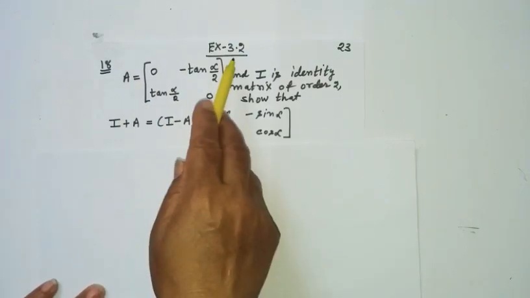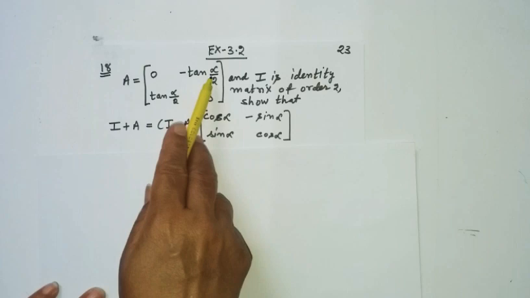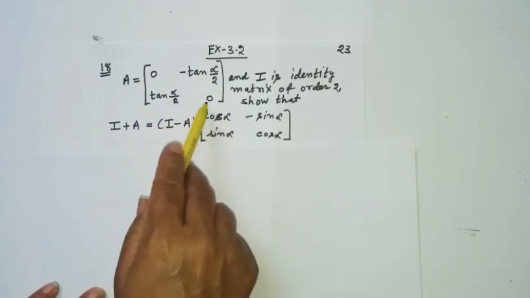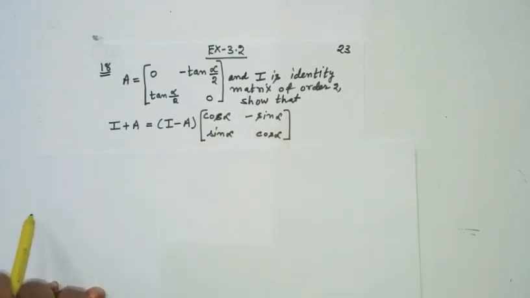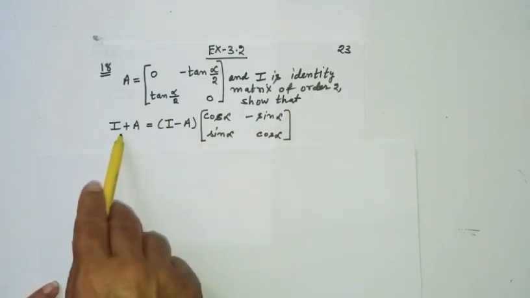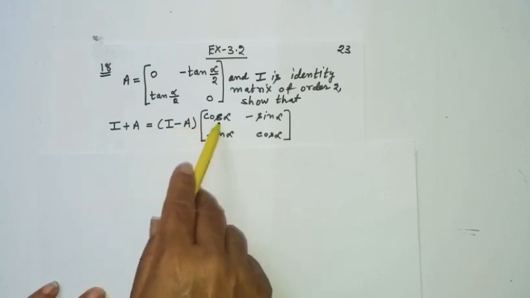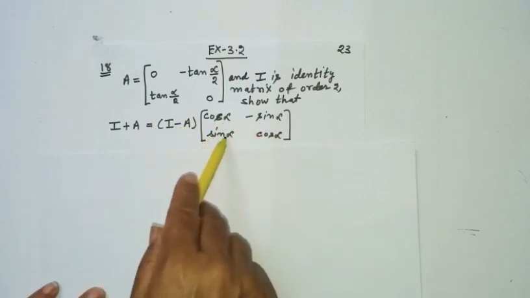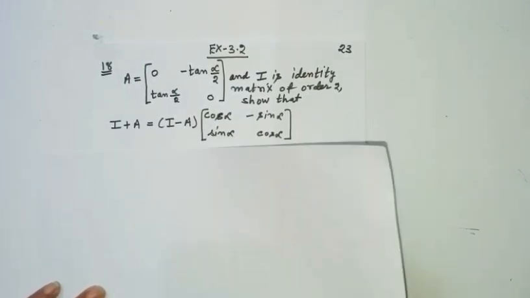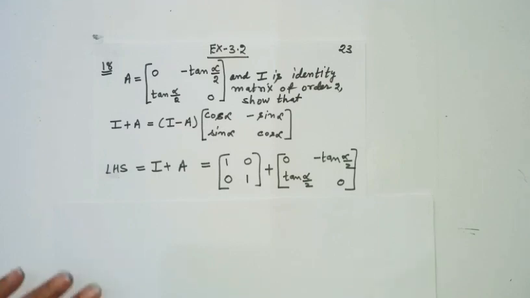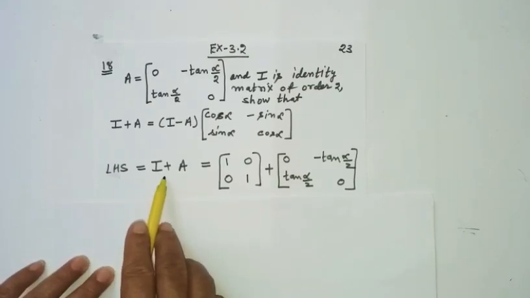Question 18, exercise 3.2. Given a matrix A = [0, minus tan alpha by 2; tan alpha by 2, 0], and I is identity matrix of order 2. So we have to show that I plus A is equal to I minus A into the matrix [cos alpha, minus sin alpha; sin alpha, cos alpha]. Let us proceed to solve this, and let us first calculate LHS, which is I plus A.